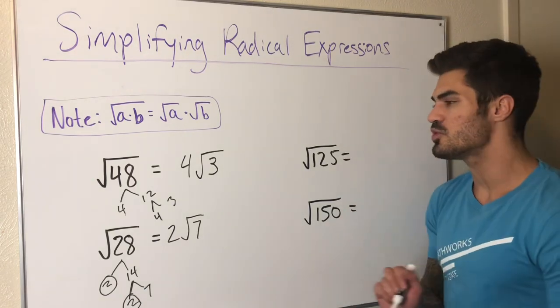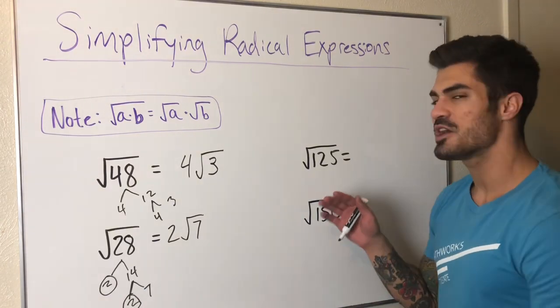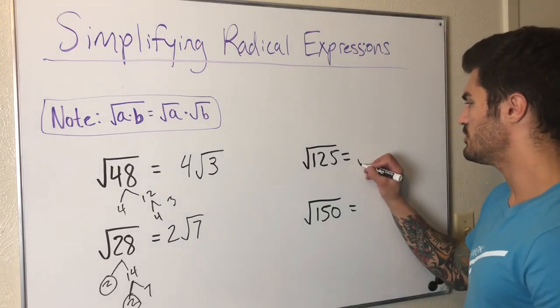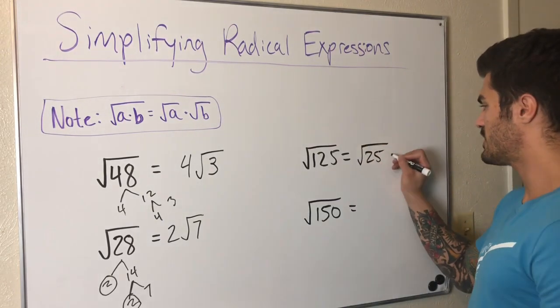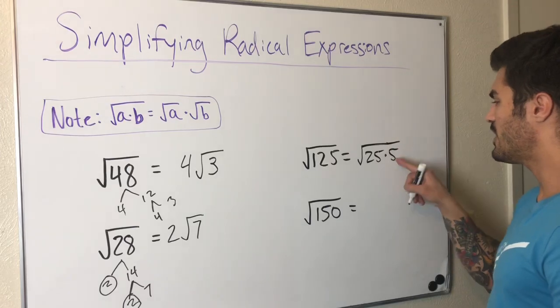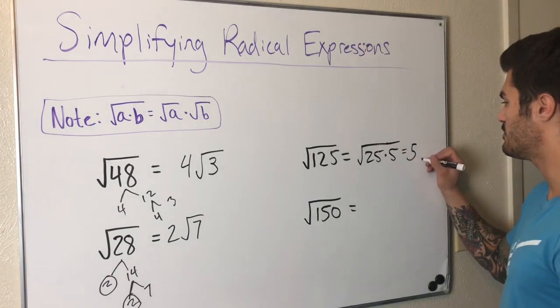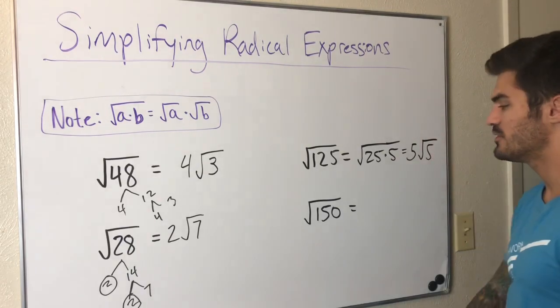Okay, square root of 125. So the thing that jumps out to me is 25. I know that's a perfect square. So I think this can actually be rewritten as 25 times 5. And 5 is prime, so that's as far as this can go. So this is actually just 5 root 5, right?